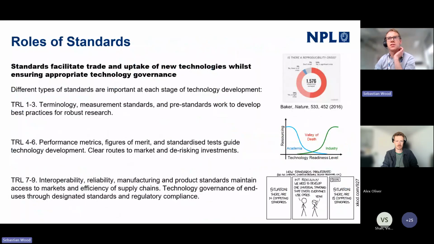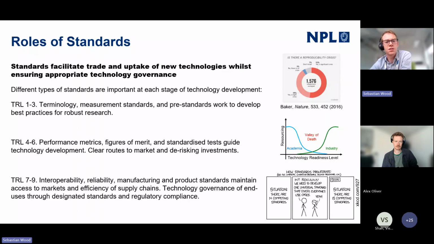Okay, but what's the point of standards? So you'll find a lot of literature on standards if you really want to discover it. But this is the way that I understand it. Broadly, there are 3 things that standards are doing, all of which are to do with facilitating trade and uptake of technologies. So for low TRL technologies, so TRL kind of 1 to 3, which is probably where this community is focused, but they're not exclusively.